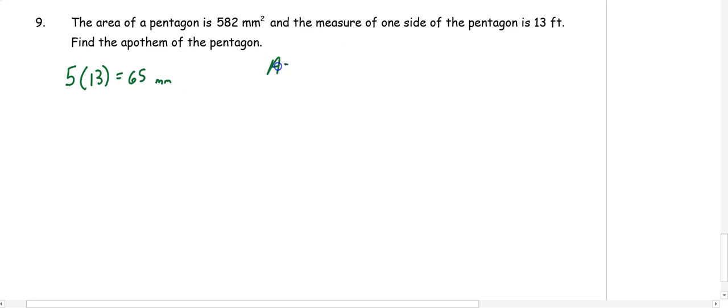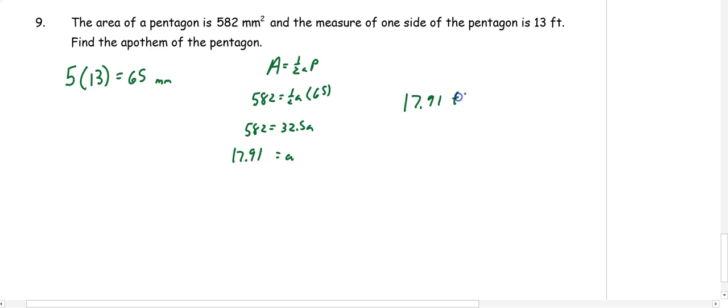So now I can use my equation to find the apothem. So 582 equals 1/2 a times 65. Half of 65 is 32.5a, so I can divide both sides by 32.5. And I get that a is 17.91 when I round, so 17.91 feet.